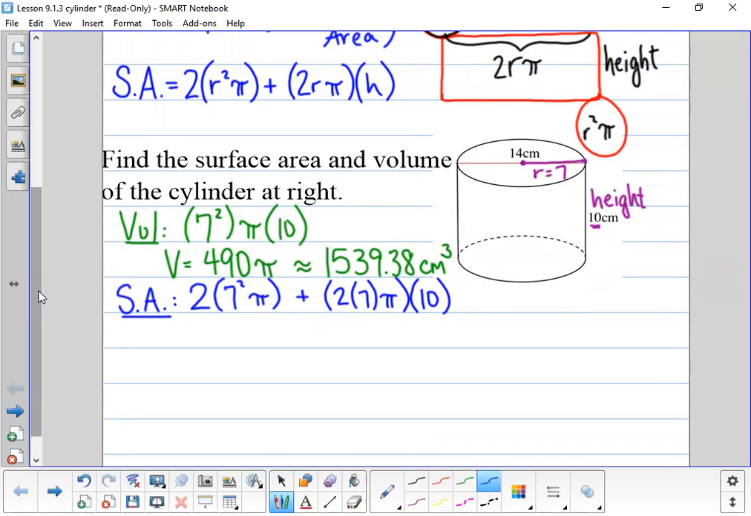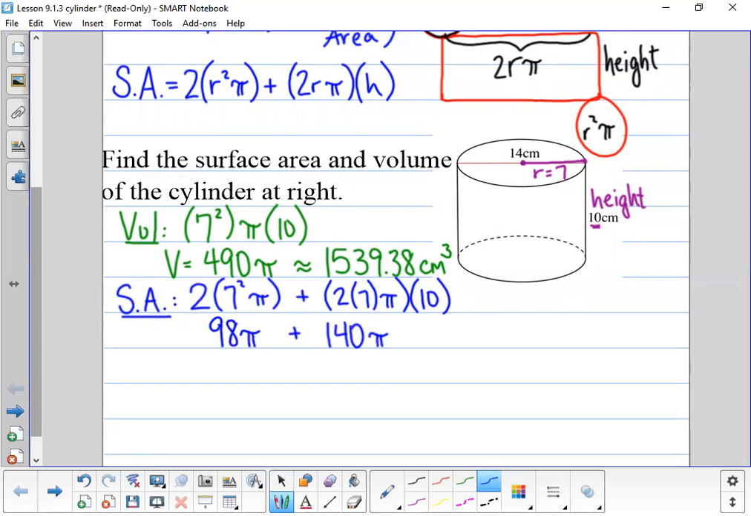So I've got 7 squared is 49. 49 times 2 is 98. So this part of my surface area would be 98 pi. That's the areas of the top and the bottom, the bases. Plus, now I'm going to do 2 times 7 times 10, because remember, we can multiply all those numbers together and then put pi at the end. So that would be 140 times pi.